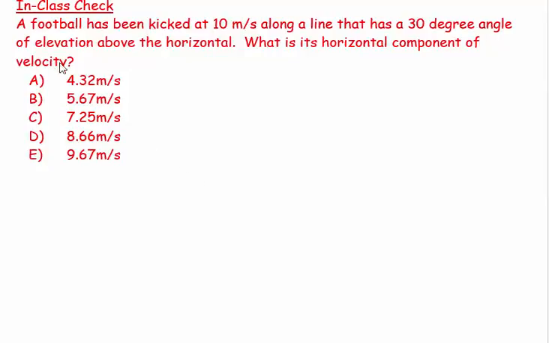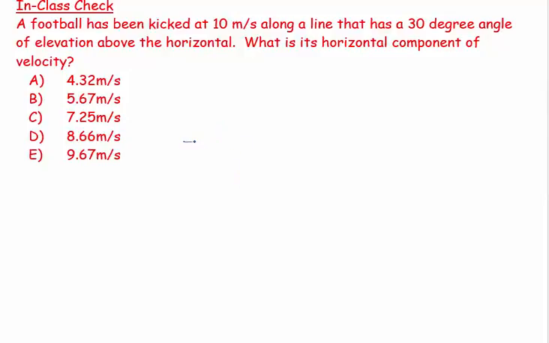Hi. So this question says a football has been kicked at 10 meters per second along a line that has a 30-degree angle of elevation above the horizontal. What is its horizontal component of velocity? So now we're dealing with components, and the first thing we've got to do is visualize.